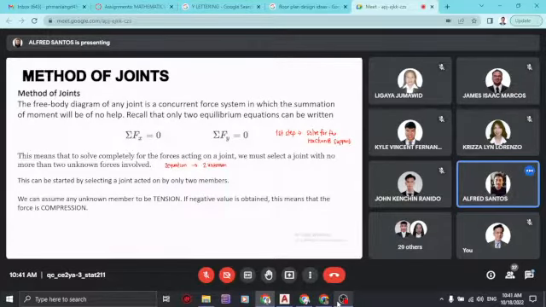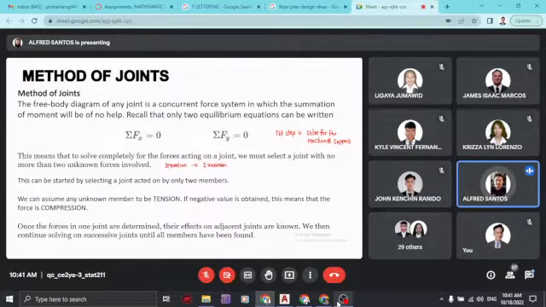Okay? Naintindihan yan? And then after that, i-carry over natin yung behavior niya sa susunod na joint, including yung force niya or yung magnitude ng force natin. Okay? So we then continue solving on successive joints until all members have been found.